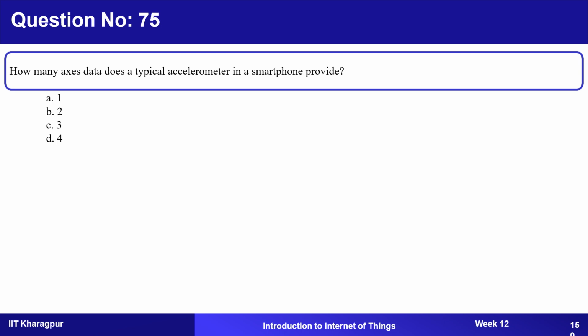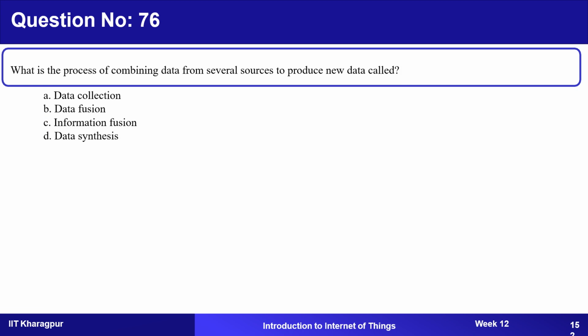Next question: how many axes of data does a typical accelerometer in a smartphone provide? Three. We have already discussed this question yesterday. Next question: what is the process of combining data from several sources to produce new data called? Options are data collection, data system, data fusion. Data fusion, ma'am. Option B, data fusion, is correct.